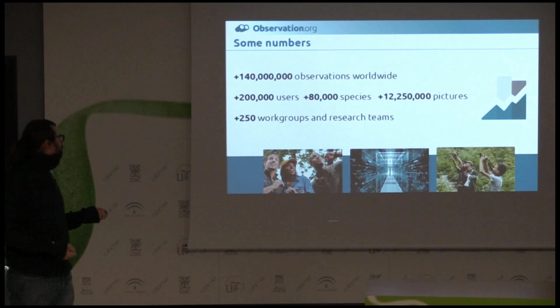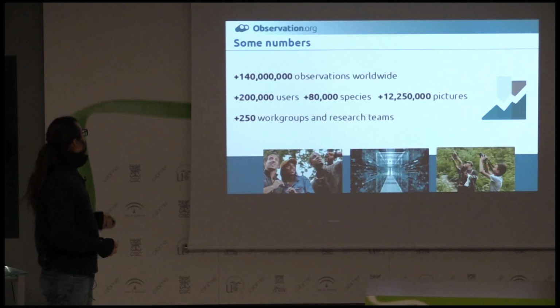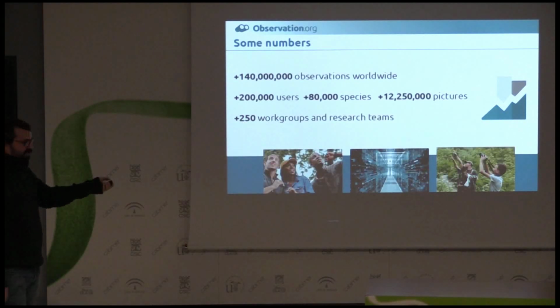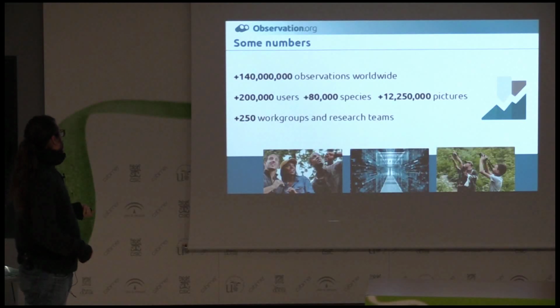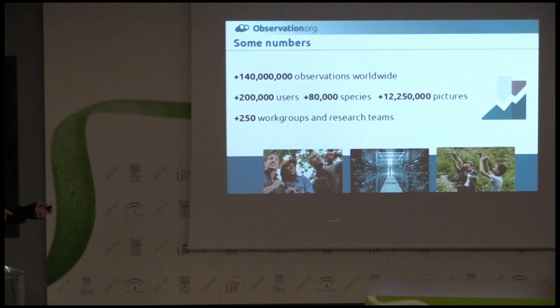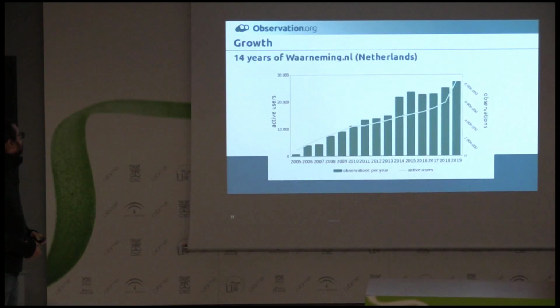As I said previously, we have 140 million observations. We have more than 200,000 users. We have information about 80,000 species. A lot of pictures. And we are working together with more than 250 work groups. Some of them are research teams, others are just associations and societies.